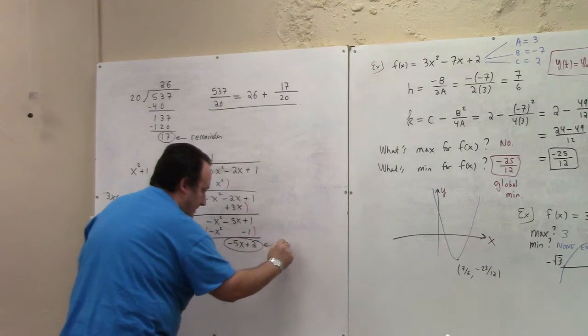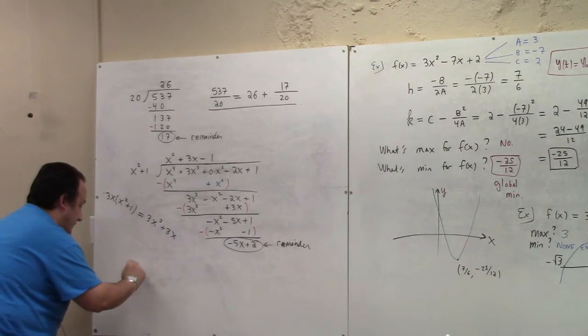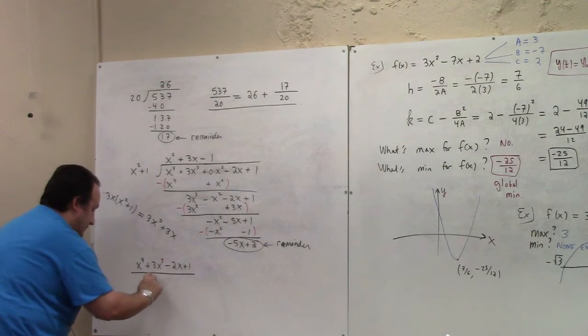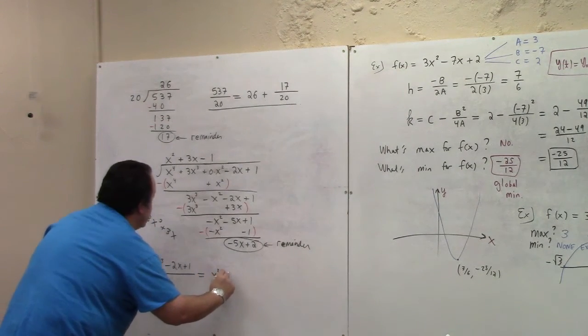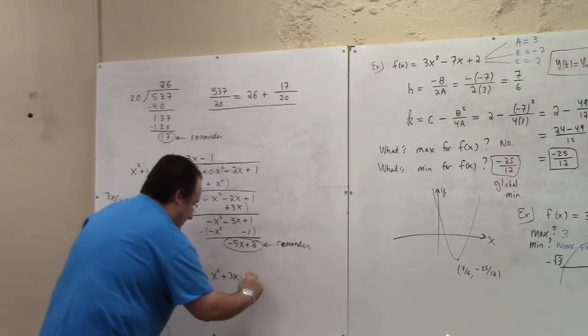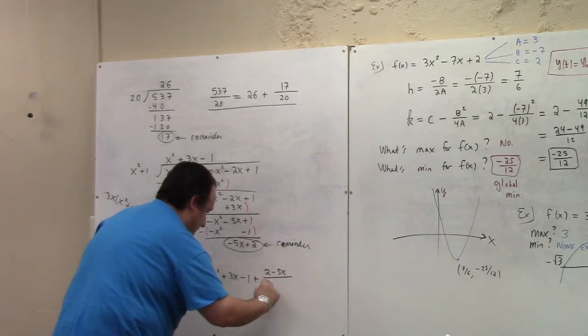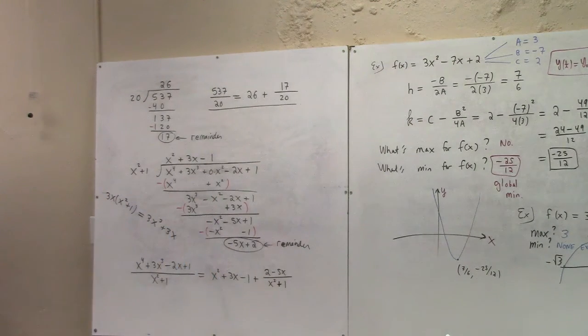What does this mean? What this calculation means is that x to the fourth plus 3x cubed minus 2x plus 1 divided by x squared plus 1, guess what? That's equal to, well, x squared plus 3x minus 1, minus, well, rather plus 2 minus 5x divided by x squared plus 1. And this is what's known as polynomial long division, which is just fancy speak for dividing polynomials just like you divide numbers.